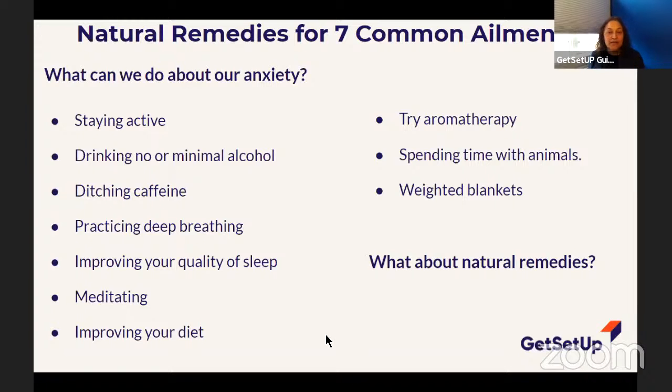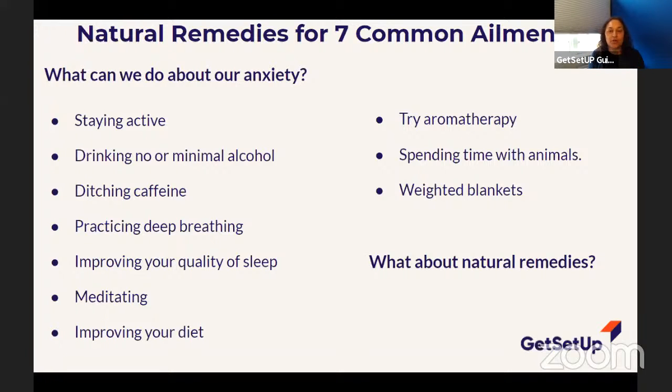All right, let's look and see what things we can do if we're feeling anxious. Naturally, one of the best things we can do is stay active. Have a routine, get your body moving, keep your body as healthy as possible. Another one is to drink no or minimize the amount of alcohol you're taking in, because alcohol in itself can cause a little bit of anxiety. Ditching caffeine for the time being. If you love your caffeine, and you've been anxious over some days, try to reduce the amount of caffeine you're having.